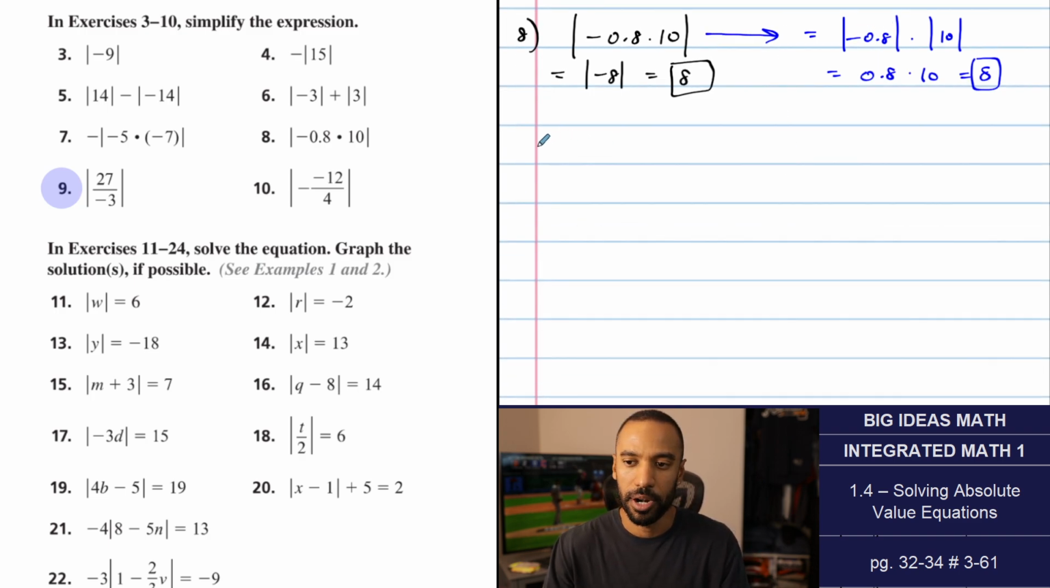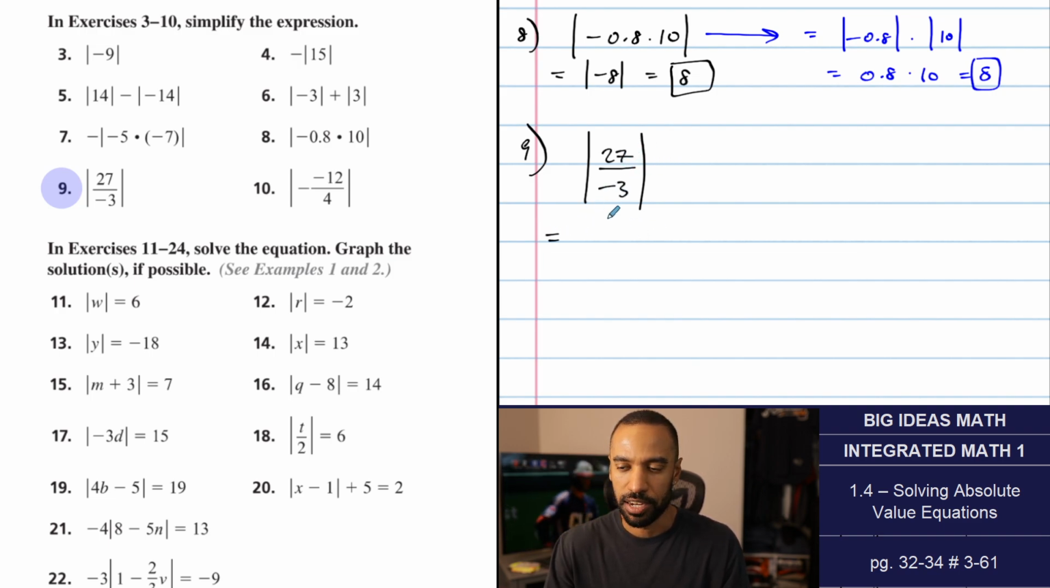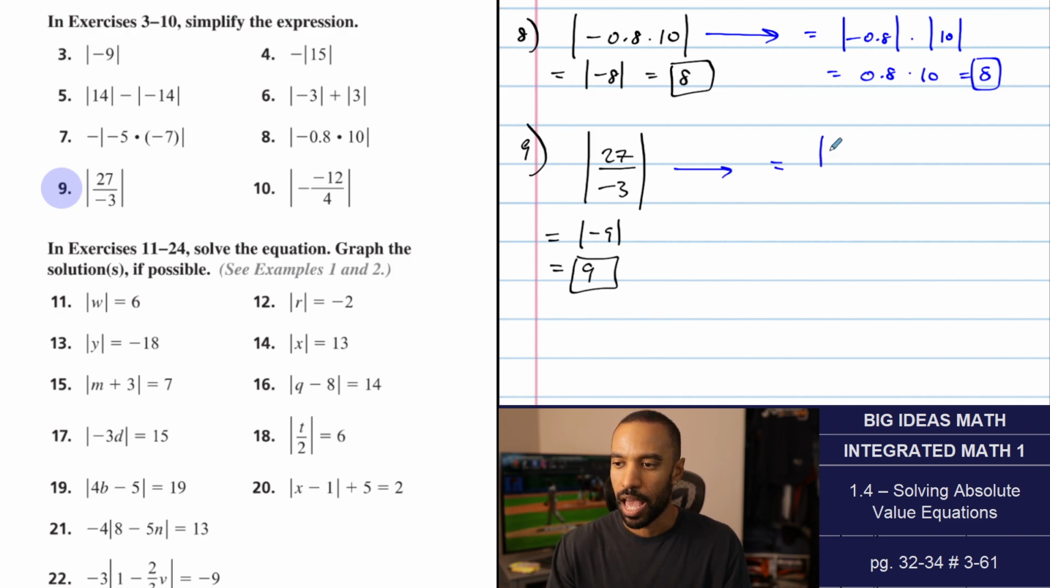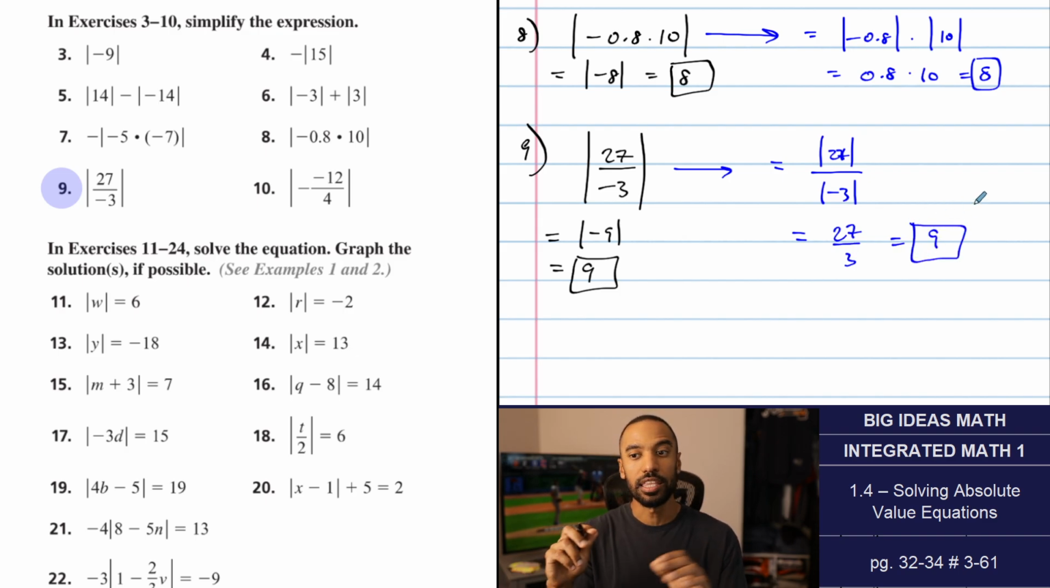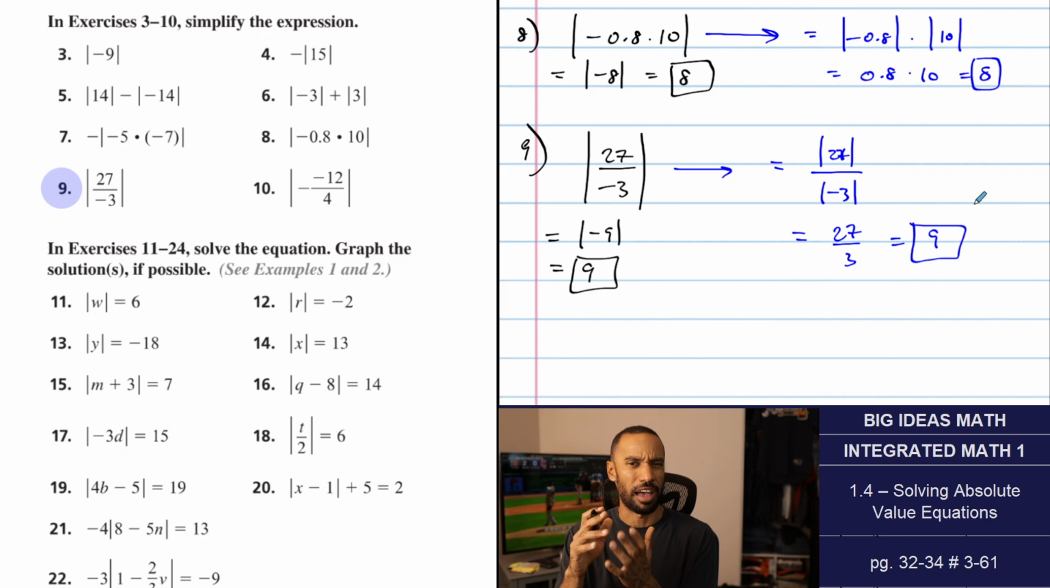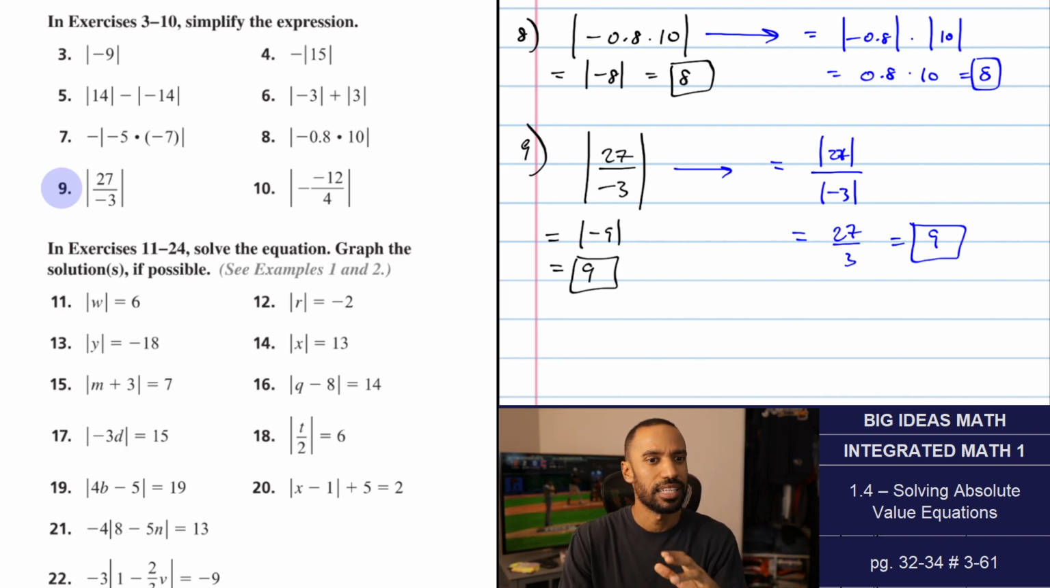Number 9, we have absolute value of 27 over negative 3. We can either divide within here and then take the absolute value, or we can split them apart, take their absolute values and then divide. If I divide within, I get negative 9. Absolute value of that is 9. Or we could have split this up into absolute value of 27 over absolute value of negative 3. You might ask why we'd want to do this. I'm trying to think why I specifically would want to for a problem like this. But the fact of the matter is you can. And 27 divided by 3 would still give you 9. So there's no change in result. I can think of other equation types, specifically with graphing, where I'd want to do something of that accord. That's not necessarily relevant here.